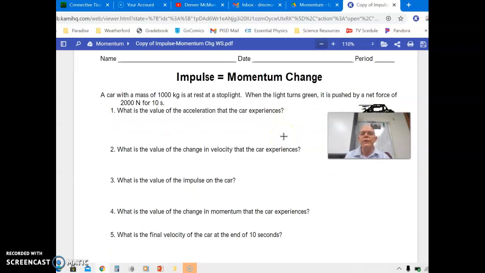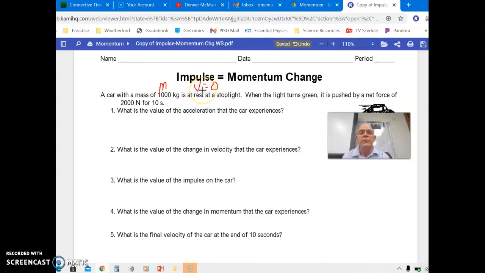All right, so we're going through this problem. I'm going to just explain a few things here. First of all, we have a car with a mass. I would put an m right there above that. Just remember that's a mass of 1,000 kilograms. It's at rest at a stoplight. If it's at rest, that means its velocity is, that's correct, it is 0. Good response. I'm glad you said that. It is 0 meters per second.